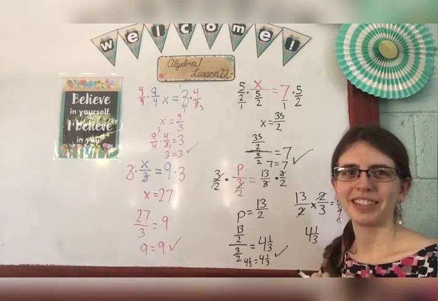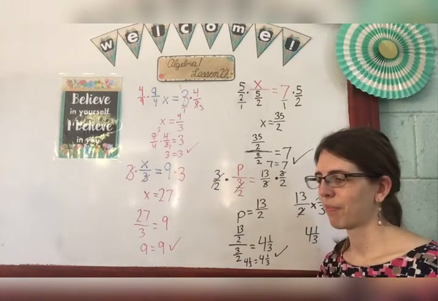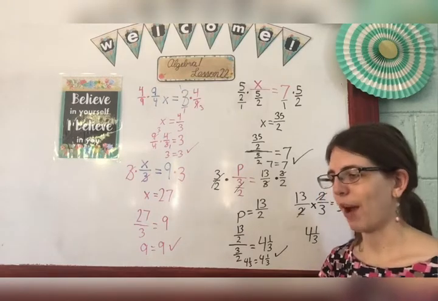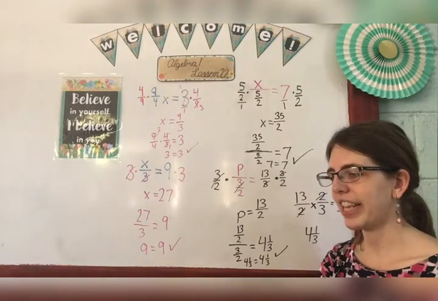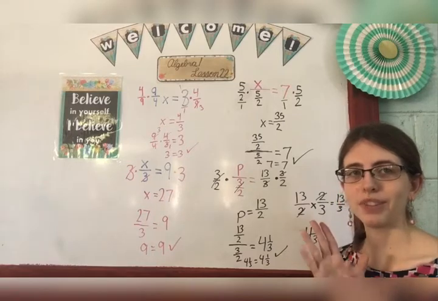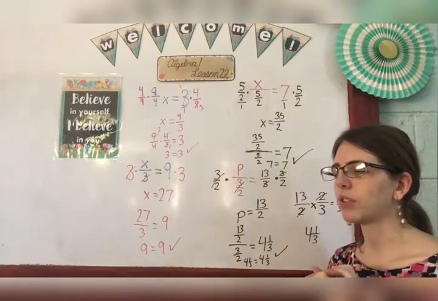Pause now and do your practice. Okay, you should be back now from your practice. Letter A, x equals 5. You should have multiplied both sides by 1/4 to get x equals 5.